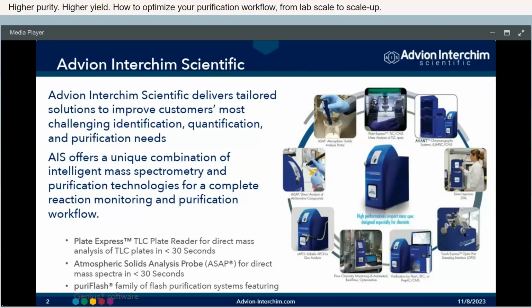Today specifically, we'll be focusing on a few tools that we offer in order to help you streamline your processes in the lab. So we have the Plate Express TLC plate reader, which allows for direct mass analysis of TLC spots in less than 30 seconds. We have the Atmospheric Solids Analysis Probe, or ASAP probe, for direct mass spectra in less than 30 seconds, which is really a sample prep free technique for mass analysis. And then we also offer the PureFlash family of flash purification instruments. Specifically today, we will talk about the XS520, which is our workhorse flash instrument.